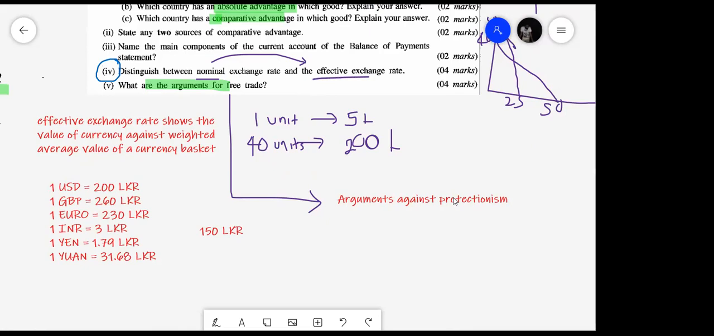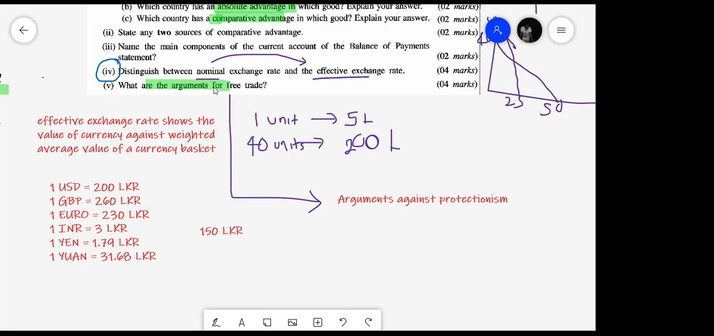Yes. Arguments against protectionism. Domestic prices tend to increase. Why? Because they put a tax on the imported good also, so the local fellow also increases his price, and the customer pays a higher price at the end. Now, this same thing you can convert. You can say because of free trade, the domestic prices are much lower.